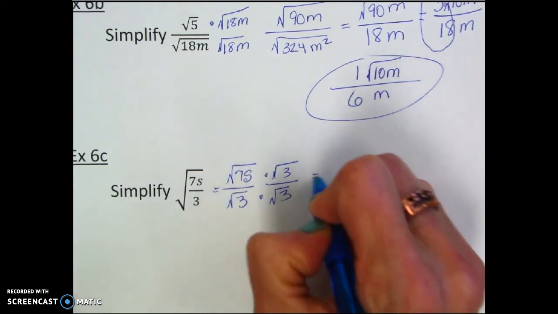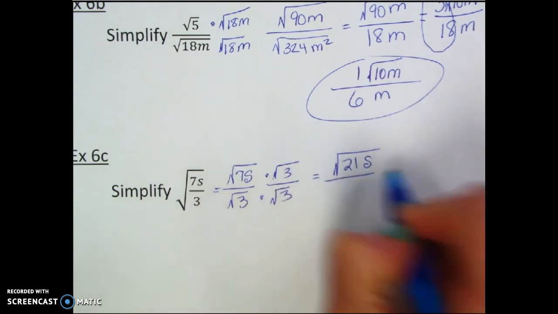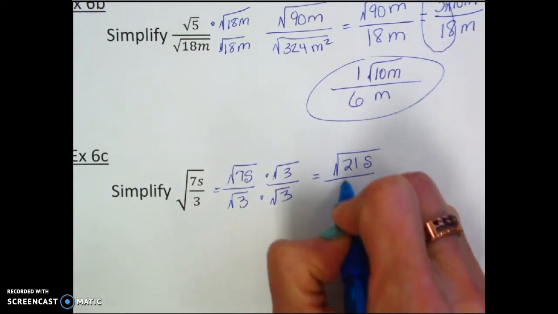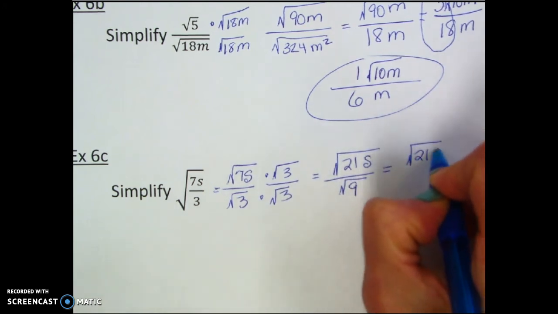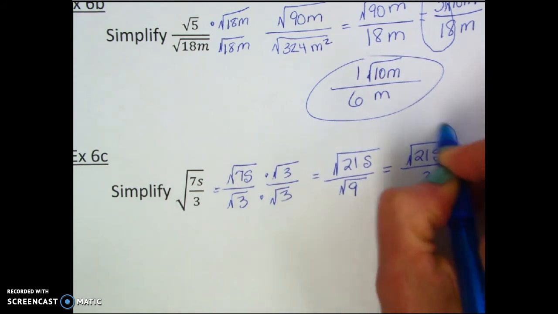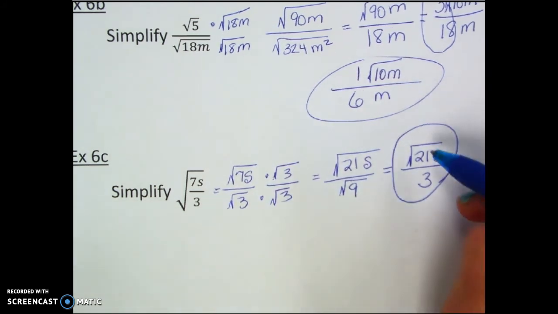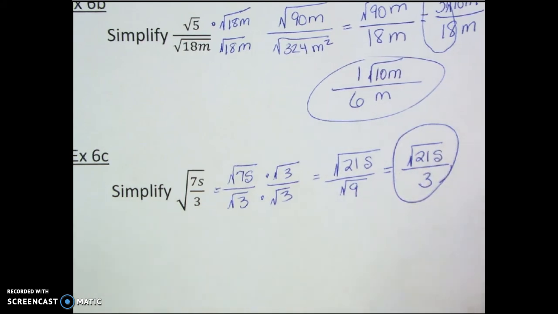Square root of 7s times the square root of 3 gives us the square root of 21s. Square root of 3 times square root of 3 is the square root of 9. The square root of 21s does not simplify. The square root of 9 is 3. And that does not simplify any further. The square root of 21 can't be broken down. There's no perfect squares in there that will come out for us.